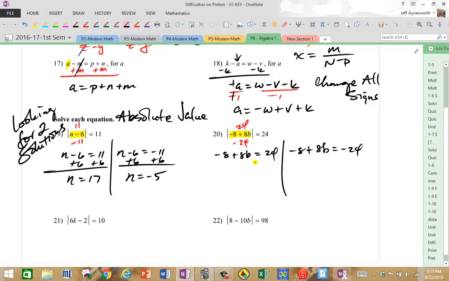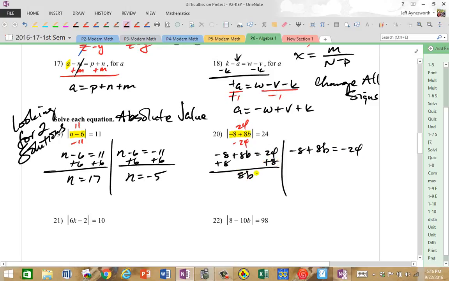Okay, so let's solve here. Let's add the opposite. You got 8b equals 32. 8 times 4 is 32, so b is 4. Add the opposite here, and you get 8 times b is equal to negative 16, divided by 8. All right, and b is equal to negative 2. Why? Because 8 times negative 2 is negative 16.